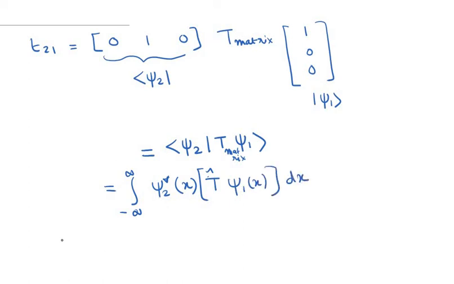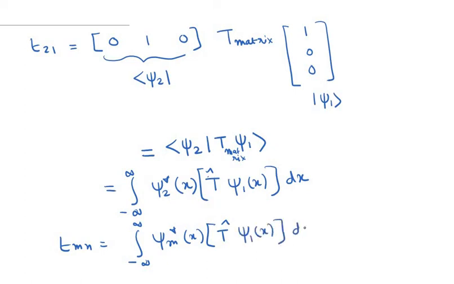Okay, so we can generalize this. T mn is equal to the integral over all space of psi m star x, operator T acting on psi n x, dx, which in Dirac's notation or bracket notation we can write as psi m T psi n. Okay, so this is how we can find the elements of the matrix corresponding to the representation of the operator T.